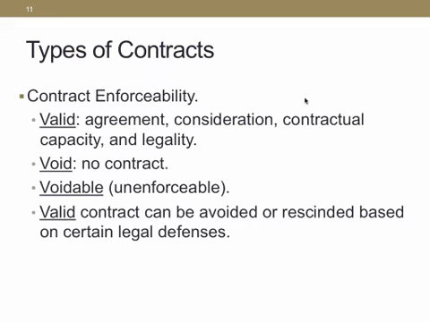Talk about the 3 V's, valid, void, and voidable. A valid contract is an agreement, consideration, contractual capacity, and legality. In other words, a valid contract has all 4 elements of a contract. A void contract is really an oxymoron in that it's not a contract to start with. A voidable contract is an unenforceable contract. It's a contract that's valid to start with, but one or both of the parties could back out of it. Basically, in an example, that would be a valid contract that a minor enters into, and so therefore the minor could avoid it, or that would be a voidable contract.